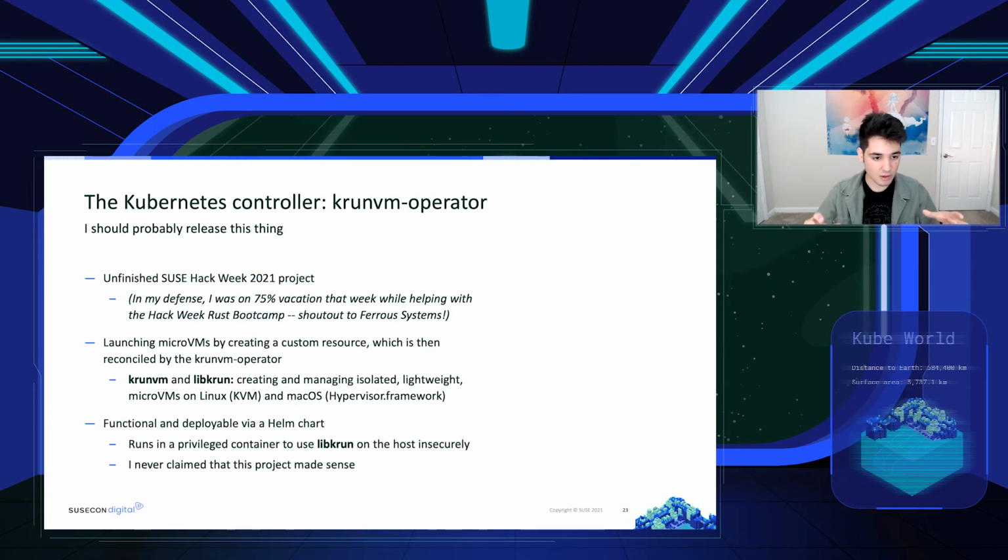And the idea was to launch these isolated lightweight VMs or micro VMs, or not really micro VMs, but the buzzword's nice. And I wanted to reconcile a custom resource for information on your micro VM and launch it with KRun VM and libkrun. The problem is Kubernetes nodes required that libkrunfw be installed with the kernel. And then I needed to run the controller in a privileged container. And I was essentially using libkrun insecurely on the host.